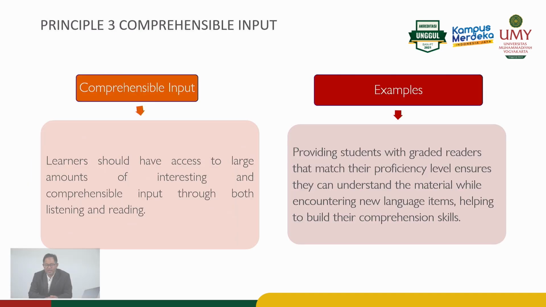The next principle is comprehensible input. Learners should have access to a large amount of interesting and comprehensible input through both listening and reading. For example, providing students with graded readers that match the proficiency level of the students. This will ensure that they can understand the material while encountering new language items, helping to build their comprehension skill.